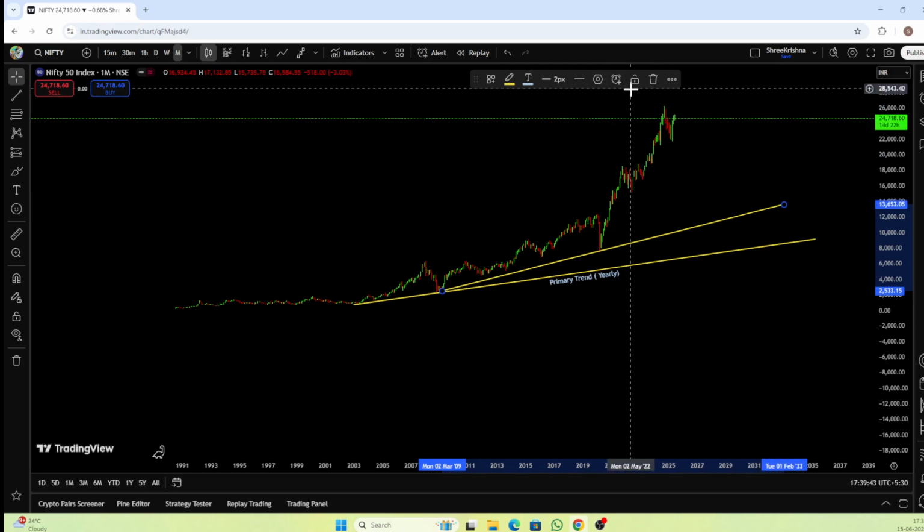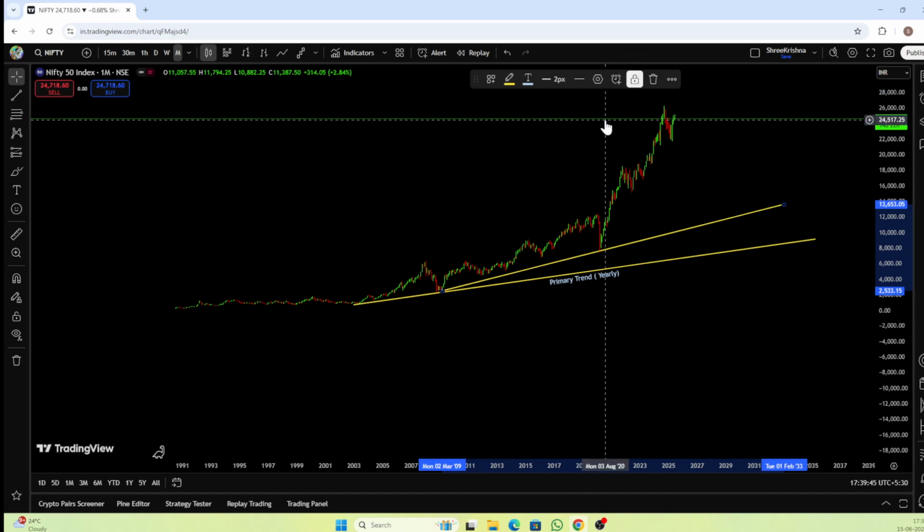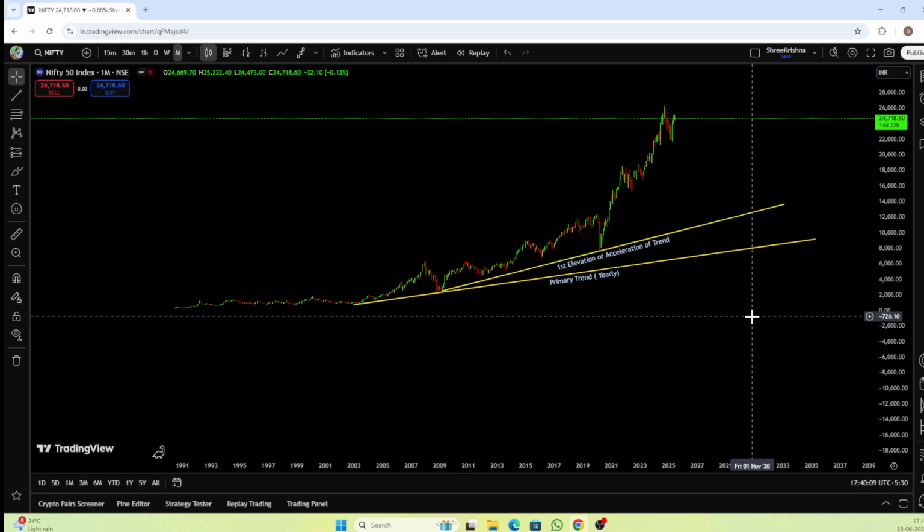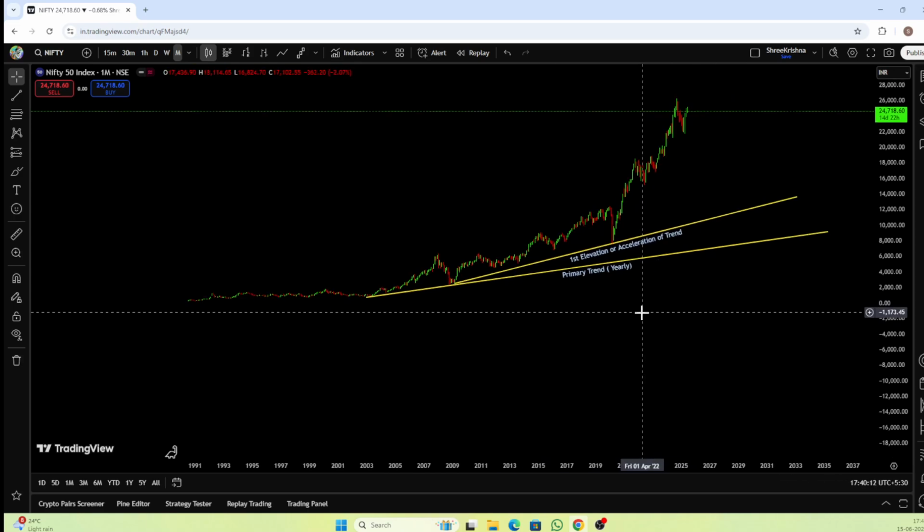Now if you understand only this much, it is more than sufficient for you to understand the first elevation or acceleration of trend. If you understand only this much, then here we don't need any kind of indicators.